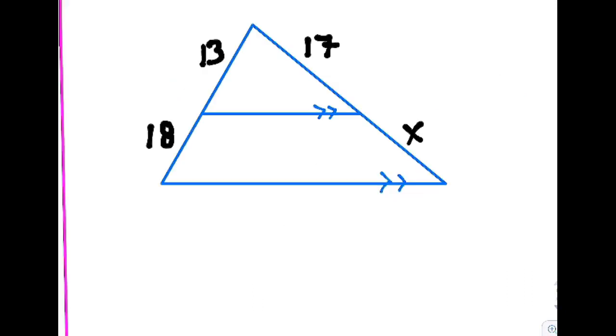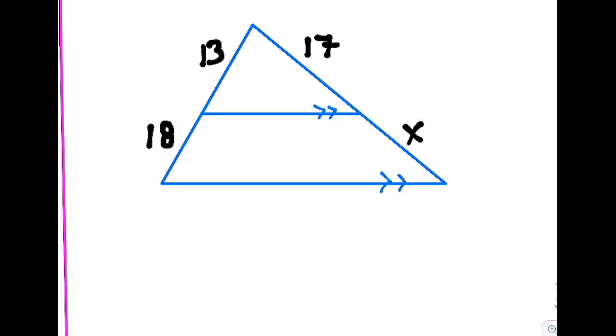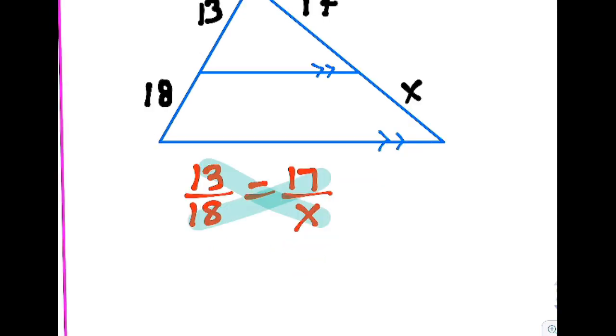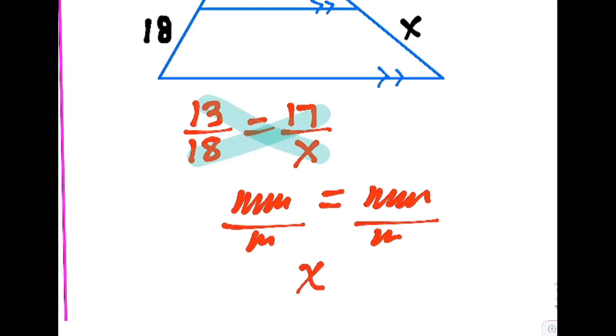So here is a side splitter problem. And you can do side splitter when you have parallel lines. You have to make sure they're marked parallel, and just the sides are labeled. So we have 13 over 18 equals 17 over x. We cross multiply, we have 13x equals 18 times 17, which is 306. Divide both sides by the coefficient of 13, and we end up with x equals a really crazy decimal, so we'll round off to the nearest tenth, 23.5. And it did go on past that, so don't think you're wrong when you got that on your calculator.